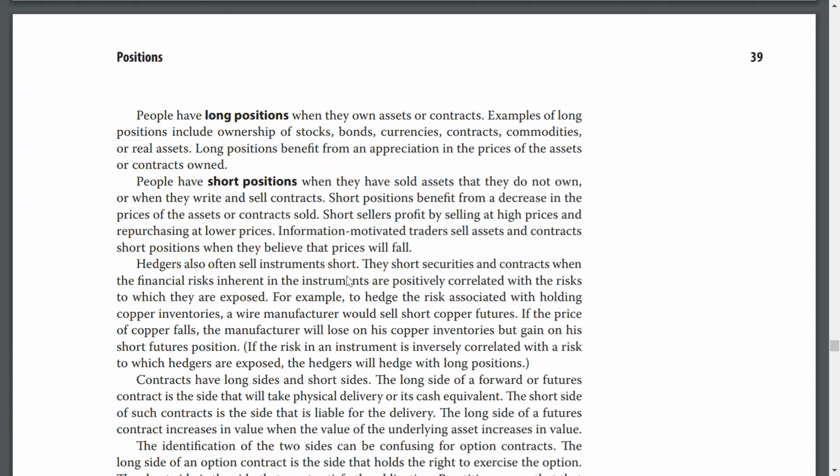People have short positions when they have sold assets they do not own, or when they write and sell contracts. Short positions benefit from a decrease in the prices of the assets or contracts sold. Short sellers profit by selling at high prices and repurchasing at low prices. Information-motivated traders sell assets and contracts short when they believe the prices will fall.